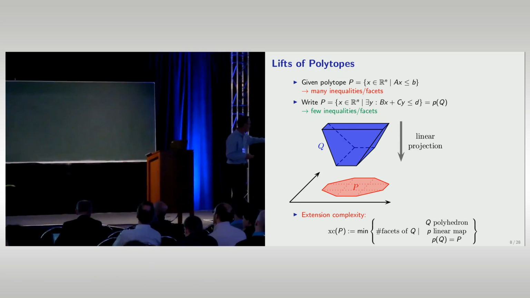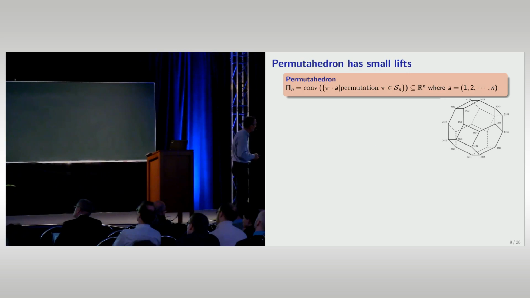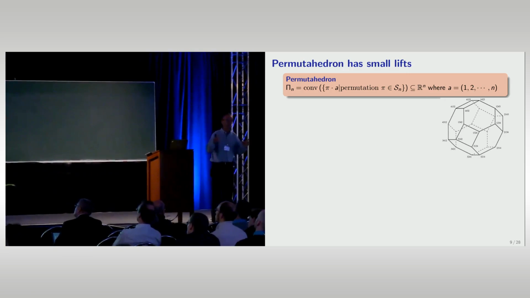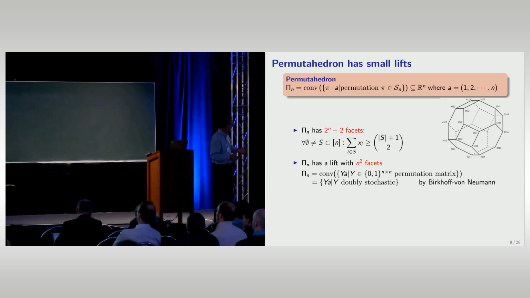So I'll define the extension complexity of a polytope, the minimum number of facets that you need in a description of the polytope. So let me give you an example. For example, if you look at the convex hull of all the permutations on 1 to n. So in Rn, that polytope, you can describe it completely. It has roughly 2 to the n facets, 1 for each non-trivial set of indices. But it's possible to lift it, and the lifting will have n square facets. And it's simply by looking at permutation matrices.